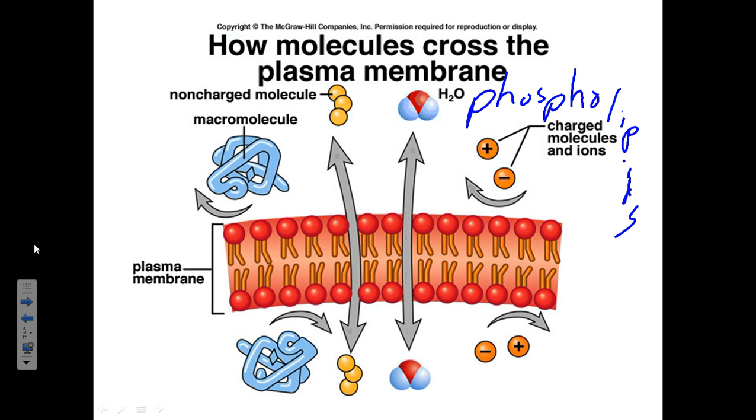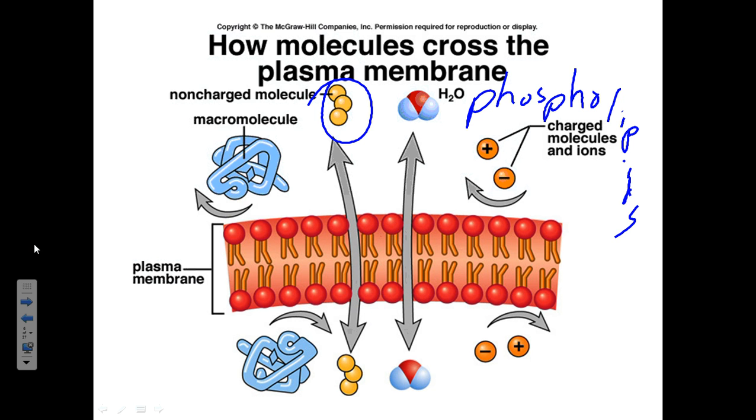This is trying to show you what kinds of things can get through that phospholipid bilayer. Here's a molecule that's not charged. Notice it goes straight through. It can go in, it can come out. No problems. Here's a molecule like water. Even though it's polar, it's very small. It's only 3 atoms big. So small things tend to be able to go in and out pretty easily.